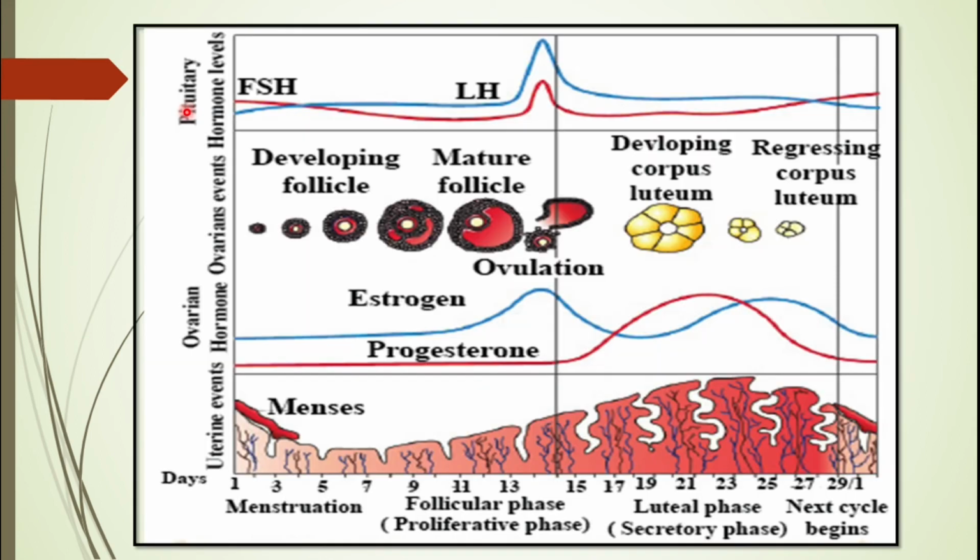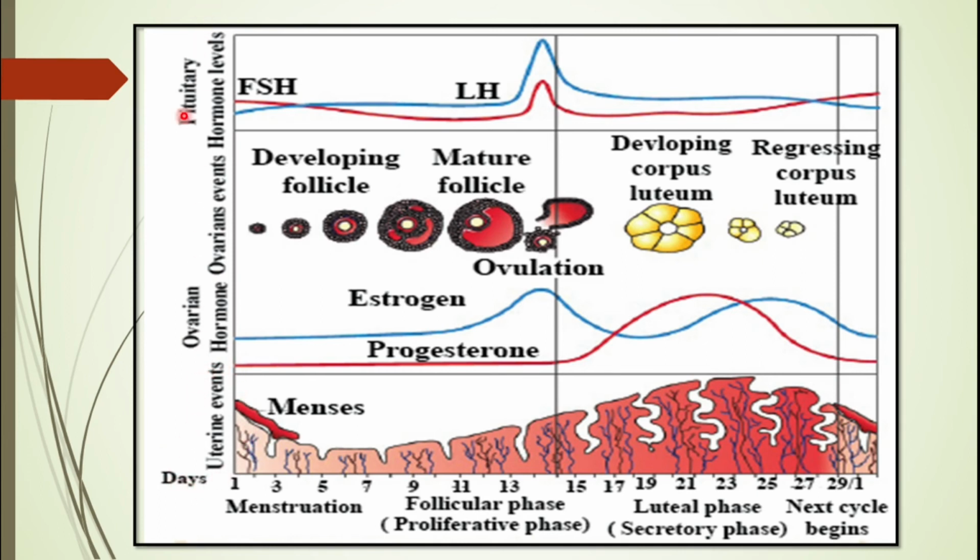This depicts a very wonderful diagrammatic representation of the menstrual cycle. Now you will find that along this axis the pituitary hormones are depicted, the ovarian events, what happens in the ovary, what are the ovarian hormones which are released, and what are the uterine events that are depicted.